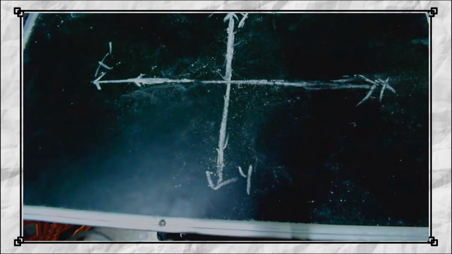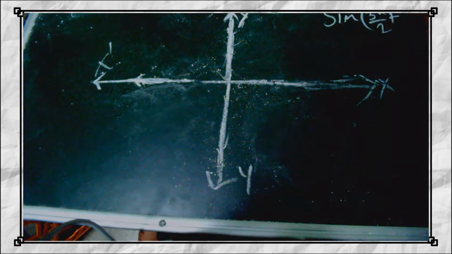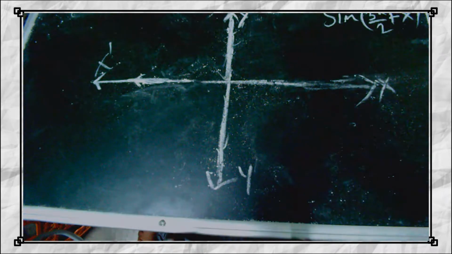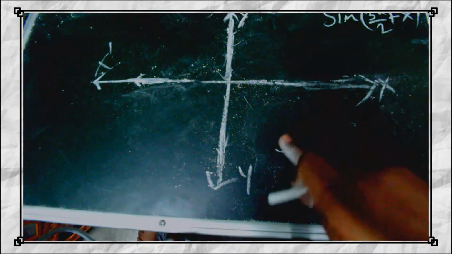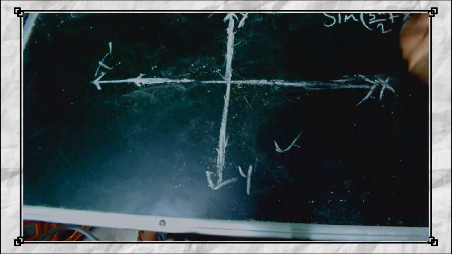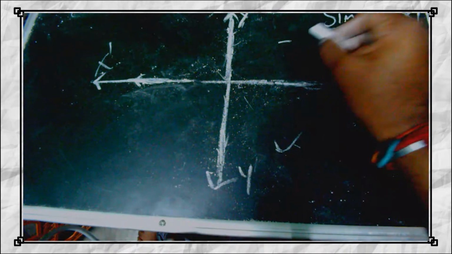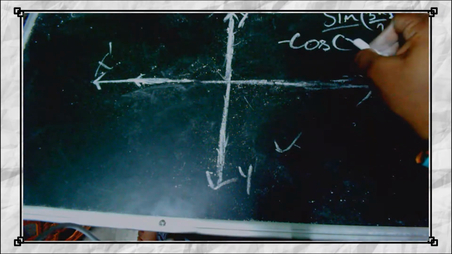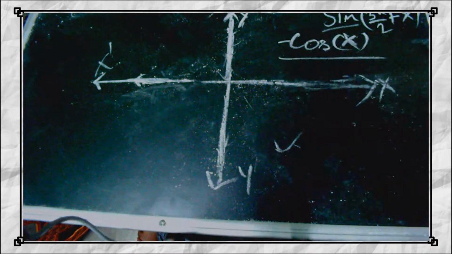Now we will calculate the value of sine of 3 pi by 2 plus x. In the case of 3 pi by 2 plus x, 3 pi by 2 is somewhere here and x will be in this fourth quadrant, and in the fourth quadrant the value of sine is negative, so the sign will be minus and the ratio sine will be changed to cos and the value will be x. So sine of 3 pi by 2 plus x is minus cos x.